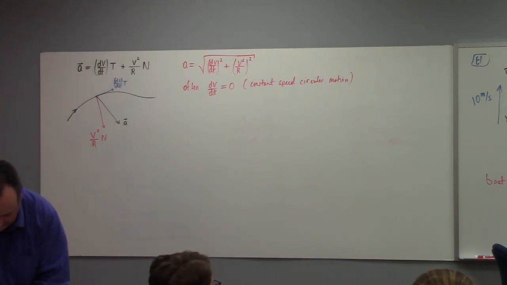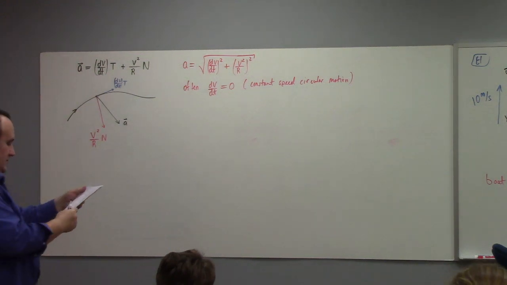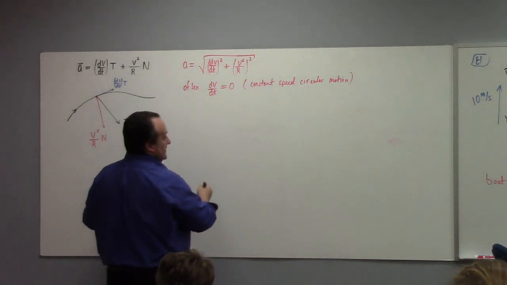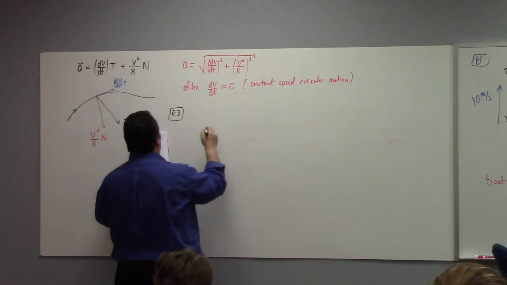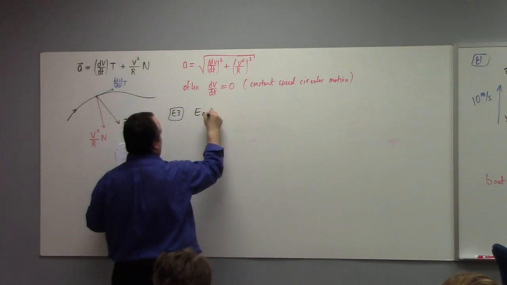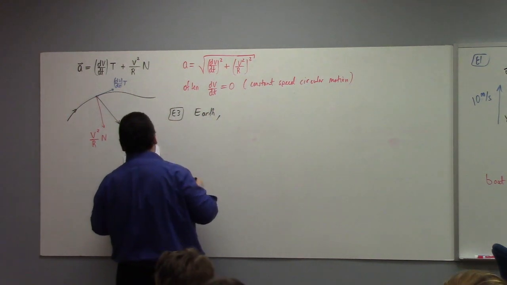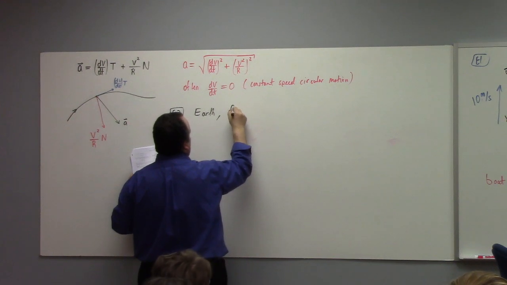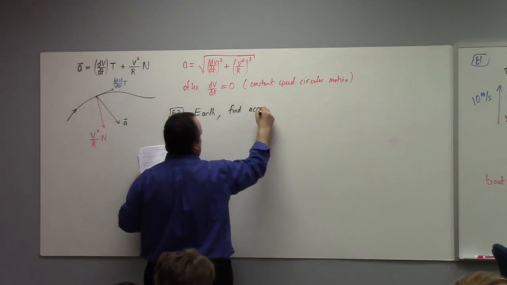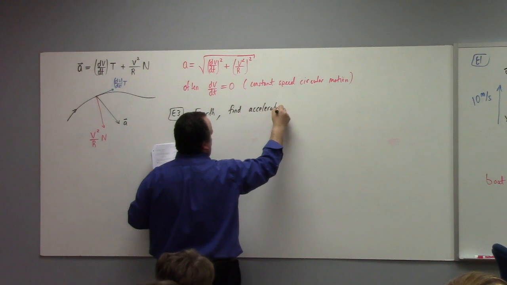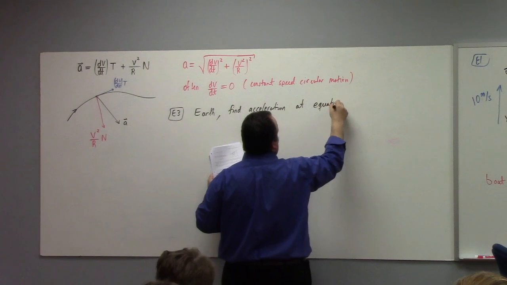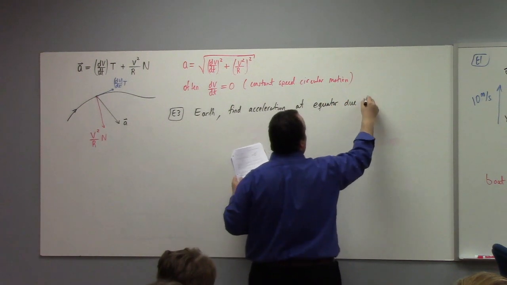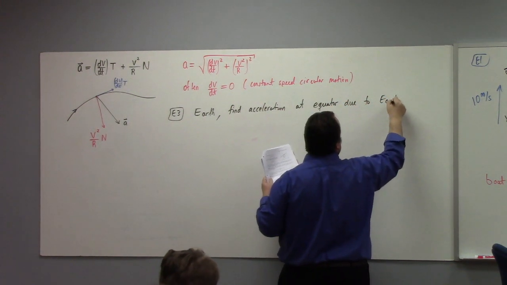Example. I do have an example. All right, so example 3. Earth. Let's find the acceleration at the equator due to Earth spinning.